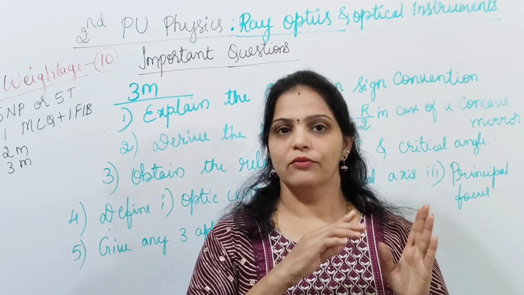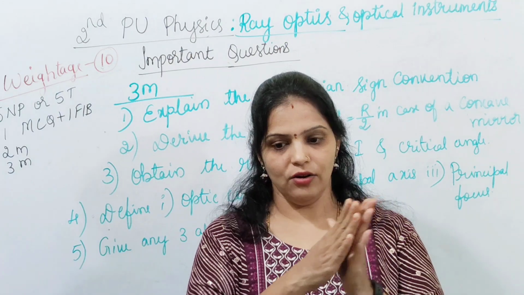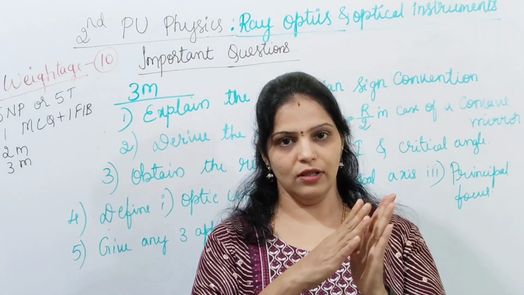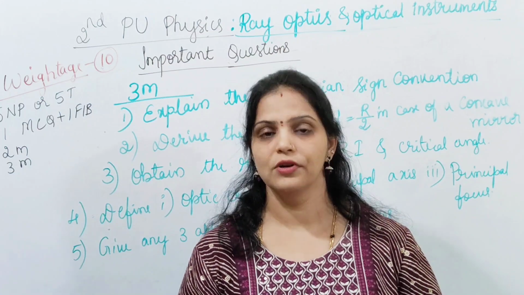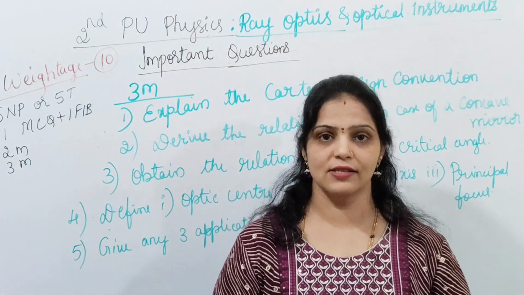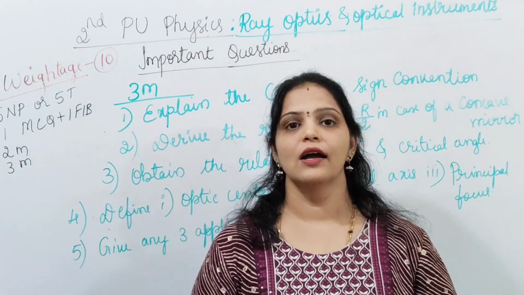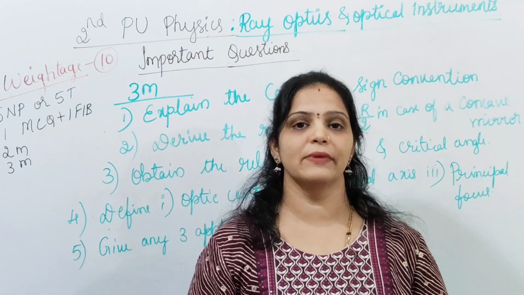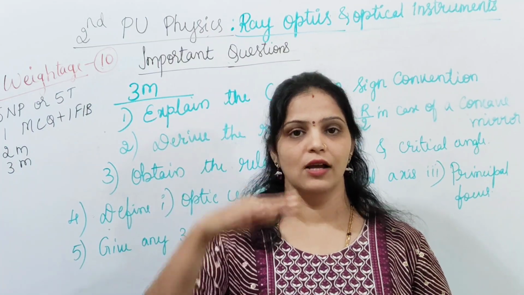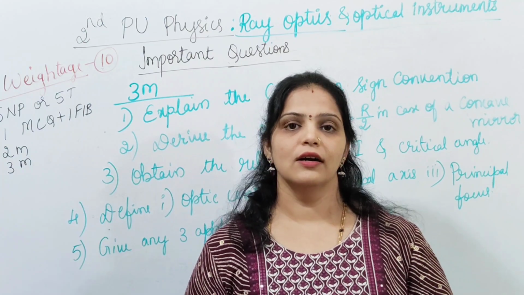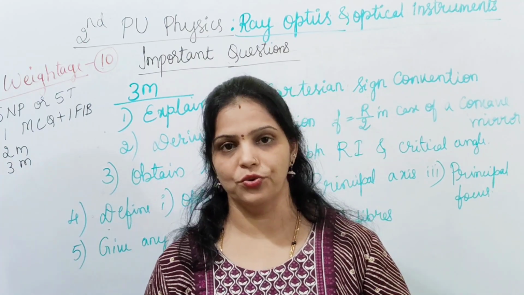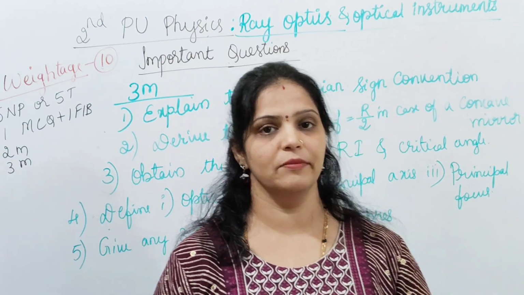And see here, along the incident direction, all measurements taken along the direction of the incident ray are taken as positive, opposite to the direction of the incident ray are taken as negative, and heights above the principal axis are taken as positive and below the principal axis are taken as negative. These are the sign conventions. Please go through that. So this will be asked for 3 marks.